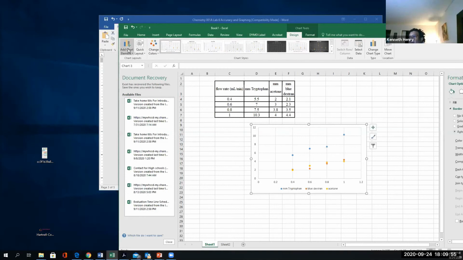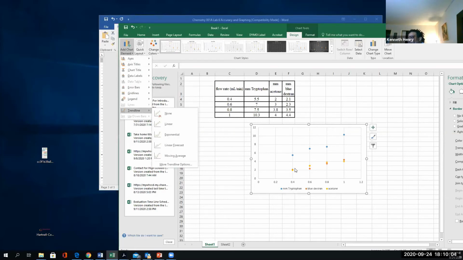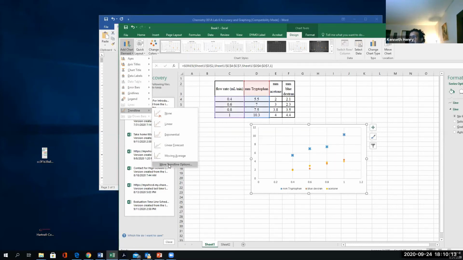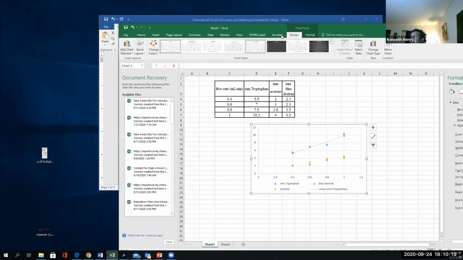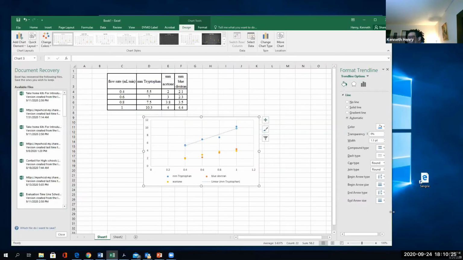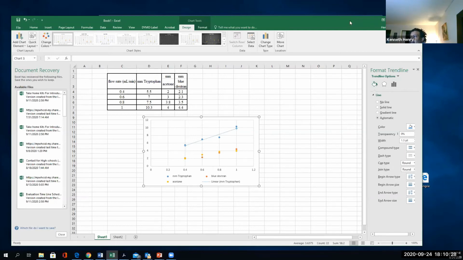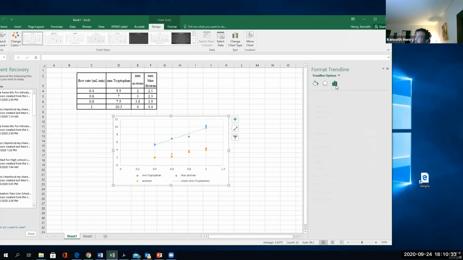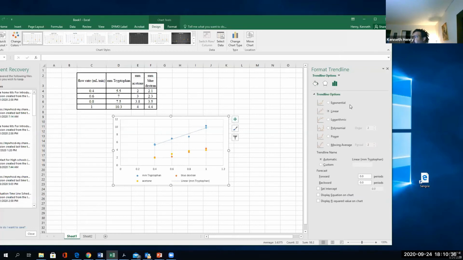So if we go over here and we say add chart element, I'm going to select one of my series. So I'm going to click on the dots. I'm going to go down to where it says more trend lines. When I go to more trend lines, it opens up another little menu on the side here. Can you guys see that? These are my trend line options.